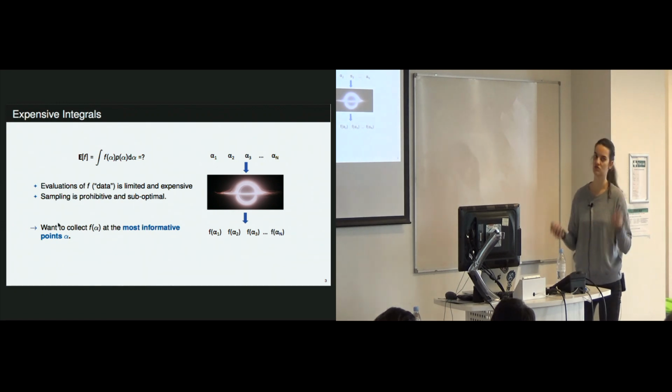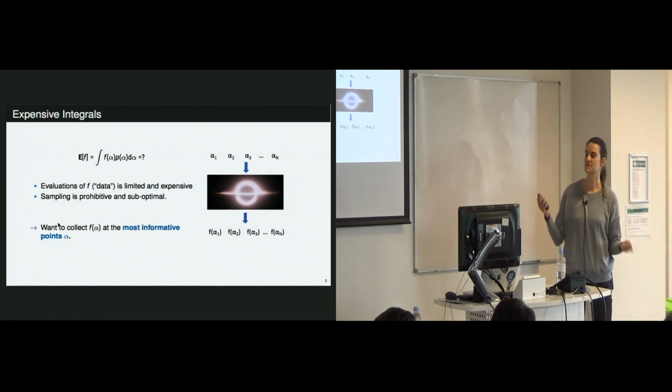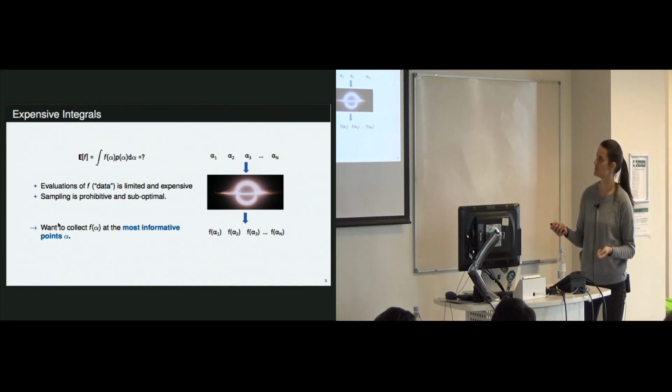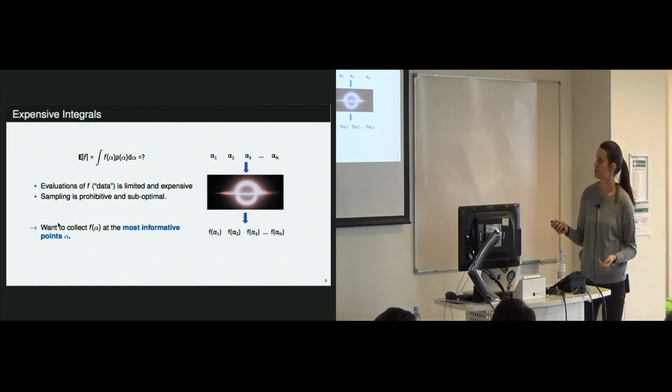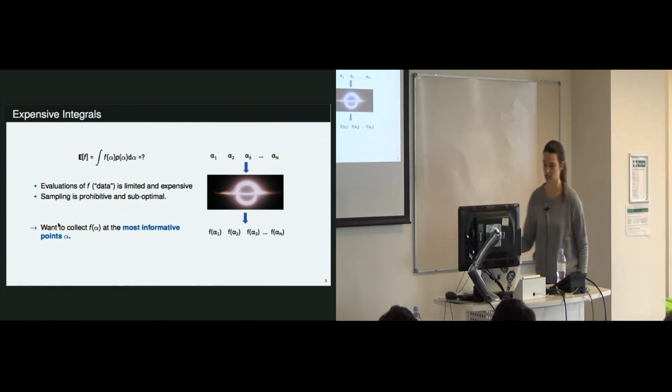So expensive integrals come in different scales. But we kind of assume that your data, so the evaluations, are limited and sampling is somewhat prohibitive. And now the question we want to answer is which alphas do we want to choose to put in here to get answers such that we can solve the integral and get an error.